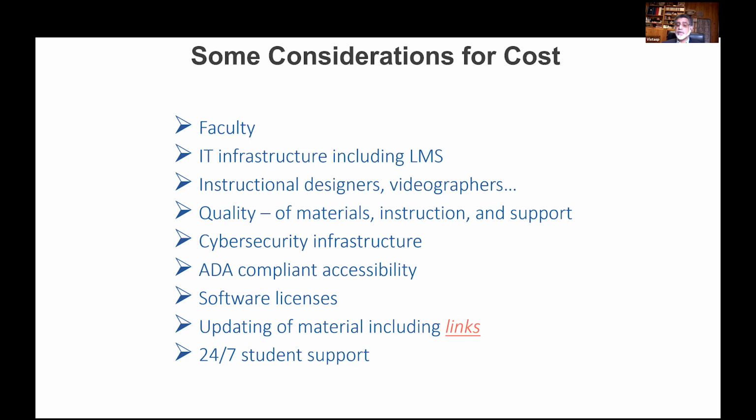Software licenses, especially when they now are not just in a library or in a computer lab, but have to be on every student's computer if we're truly to let them have the accessibility 24/7. The updating of materials, including links. We change our links on our websites, and other people change links on websites very often, but that means constantly our online material that is used in a course has to be checked in order to make sure that those links are the right ones.